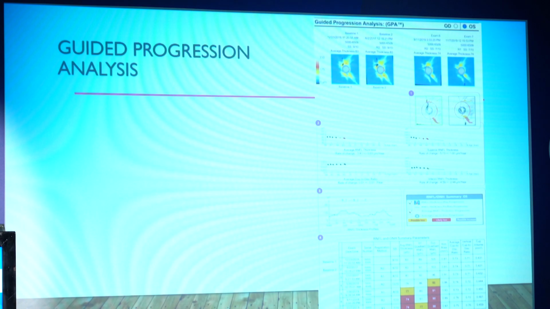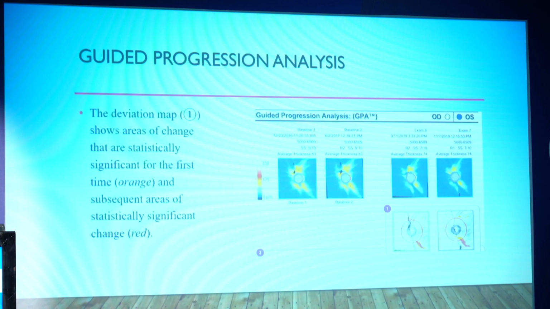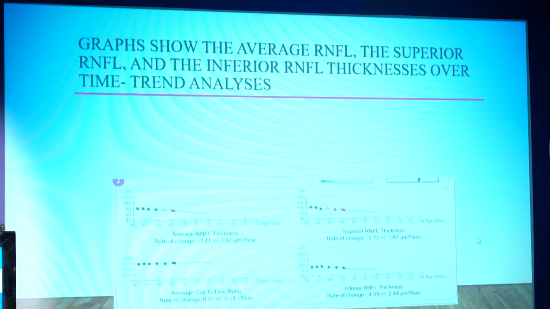So this is the GPA printout. It's divided into 4 parts, and I'll go part by part to explain. So the first is the deviation map. It shows changes that are statistically significant. It is seen as areas marked in orange, and then subsequently it is shown as marked in red.